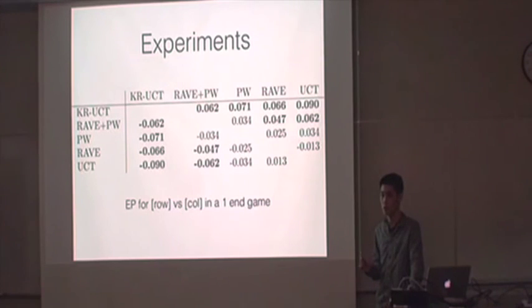In terms of any percentage? This is expected points. So, yes. For any given end where we don't know whether or not it's the hammer, kernel regression UCT will beat normal UCT by about 900 of a point on expectation.